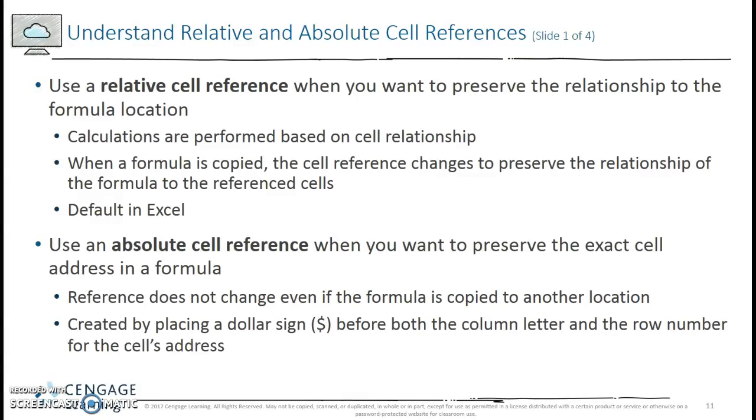To use an absolute cell reference, when you want to preserve the exact cell address in a formula, the reference does not change even if the formula is copied to another location. That's done by placing a $ before both the column letter and the row number for the cell's address. So that's how you do absolute reference. Now, this may seem a little confusing to you, but when you start to do it and go through the steps in the book, it's going to make more sense.